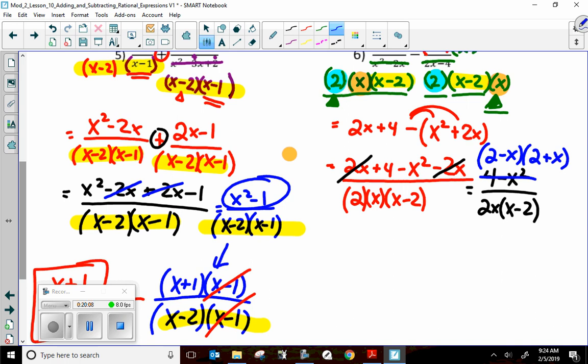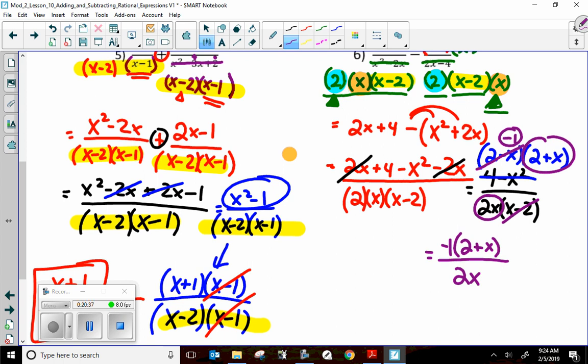Which means, what can I cancel in top and bottom? The x minus 2 and the 2 minus x cancel, and it leaves a negative 1, okay? Whenever my items are flipped around a minus sign, it can cancel but leave a negative 1. So what do I have? I have a negative 1 times 2 plus x all over 2x. Okay, that's fine like that.